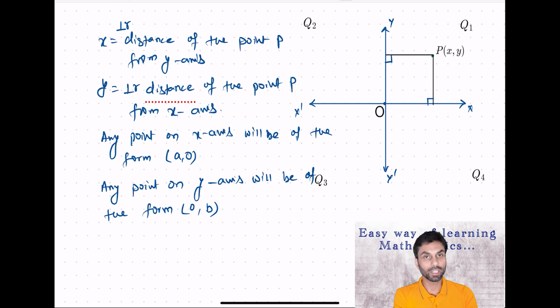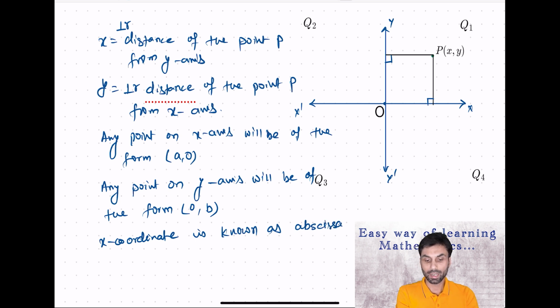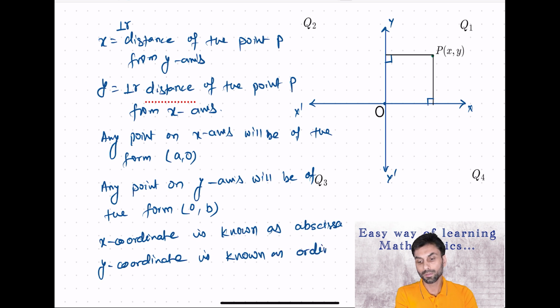Next, one more thing we need to remember: the x coordinate is known as the abscissa, and the y coordinate is also known as the ordinate. So these are the few points which we need to remember before we go ahead with the discussion of the distance formula and section formula.